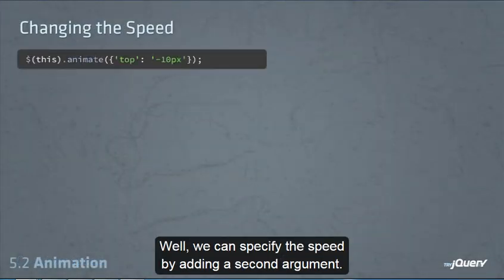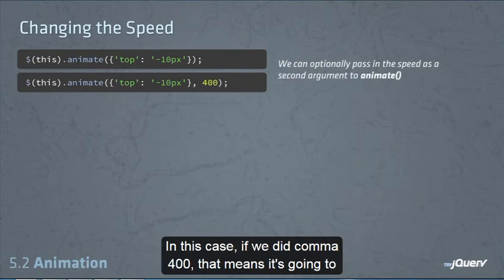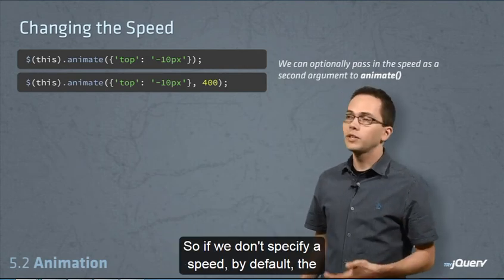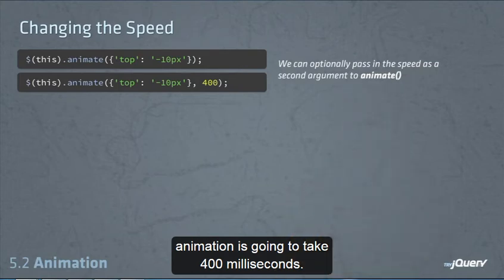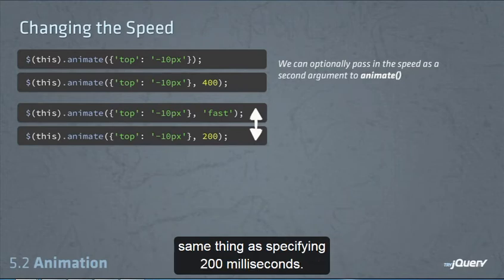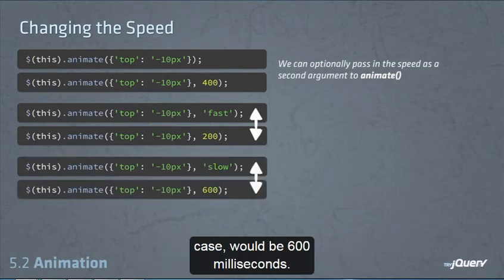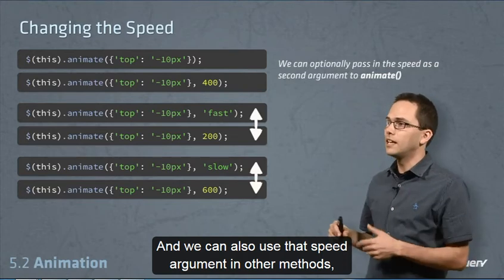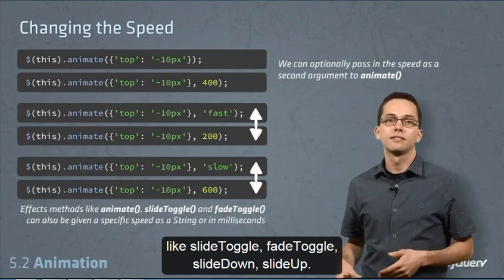Well, we can specify the speed by adding a second argument. In this case, if we did comma 400, that means it's going to animate in 400 milliseconds, and this is actually the default. So if we don't specify a speed, by default the animation is going to take 400 milliseconds. We could send in the argument of fast, which would be the same thing as specifying 200 milliseconds. We could also specify the argument of slow, which in this case would be 600 milliseconds. And we can also use that speed argument in other methods like slide toggle, fade toggle, slide down, slide up. They all work.